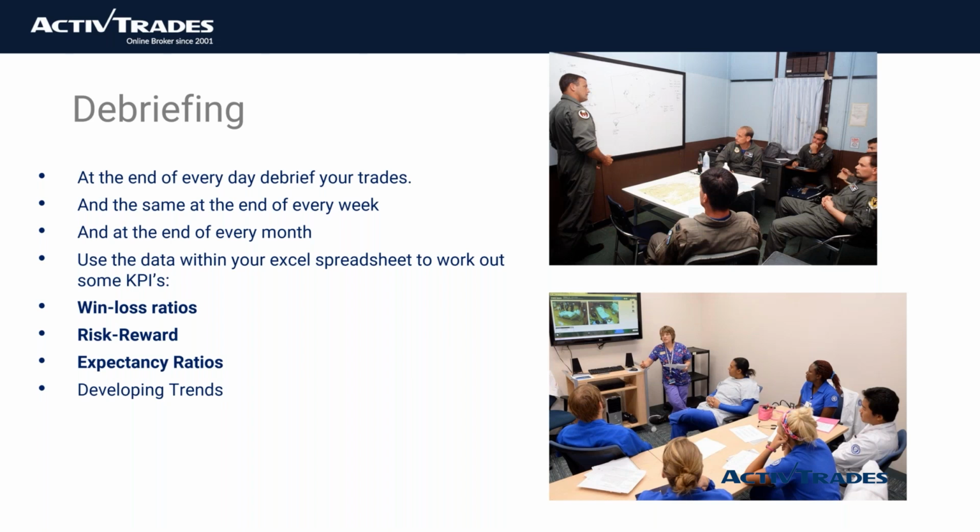And one of the things we can do with that is collecting the data from our Excel spreadsheet to work out some KPIs, some key performance indicators, trying to understand things like our win-loss ratios, understand what our risk to reward ratio is, and then as you go deeper into it, you'll want to understand your expectancy. Can you generate positive expectancy, or are you on negative expectancy?